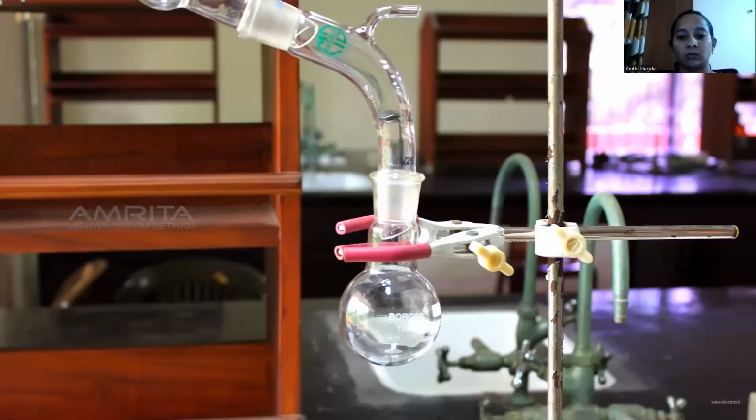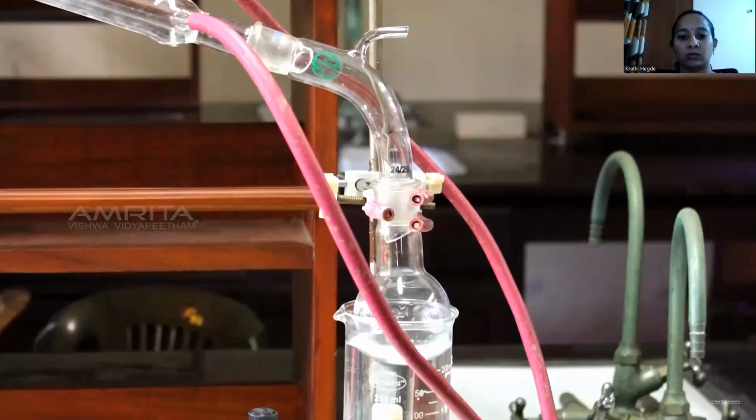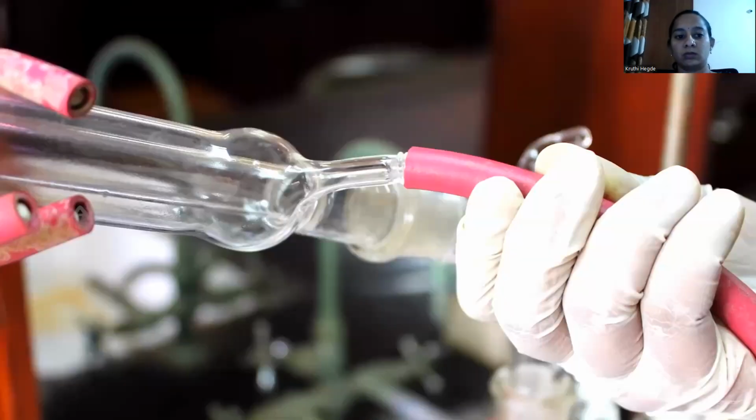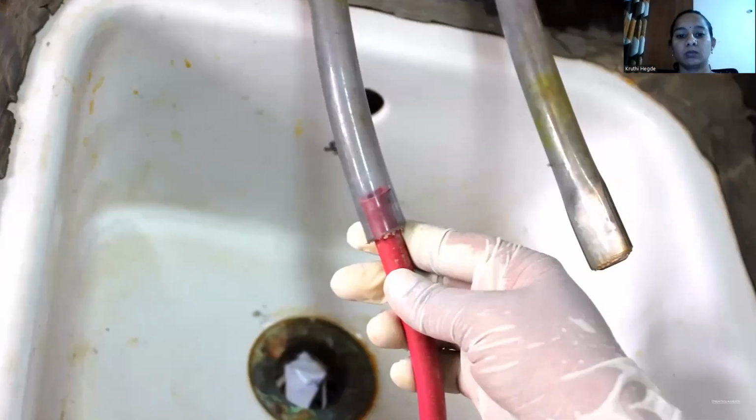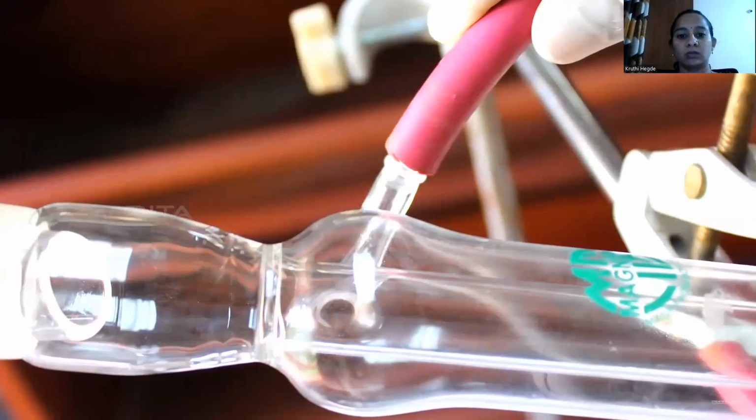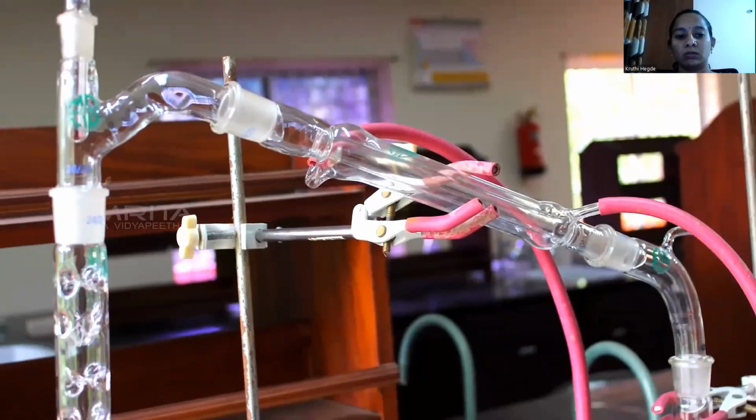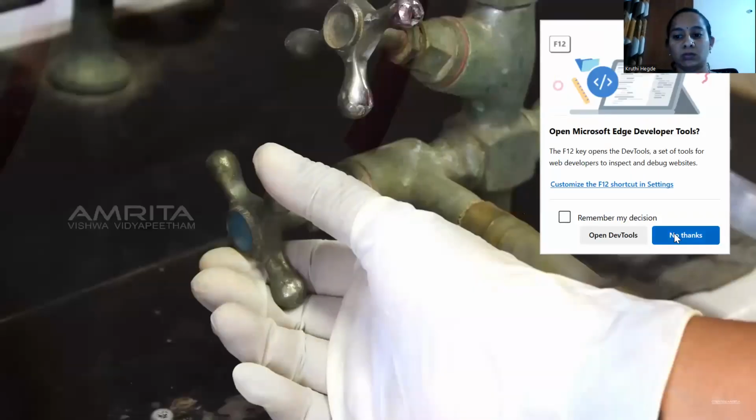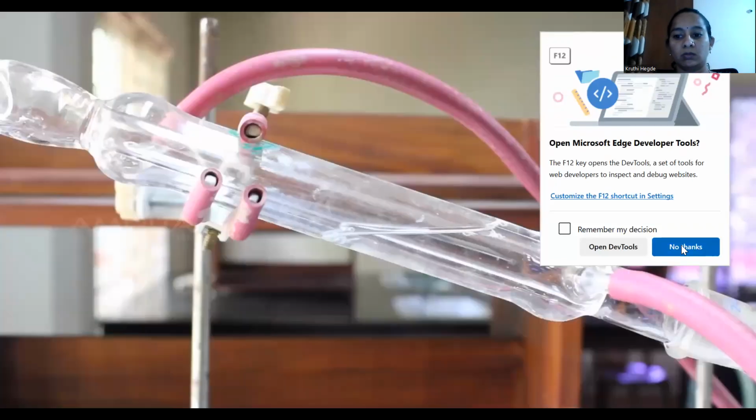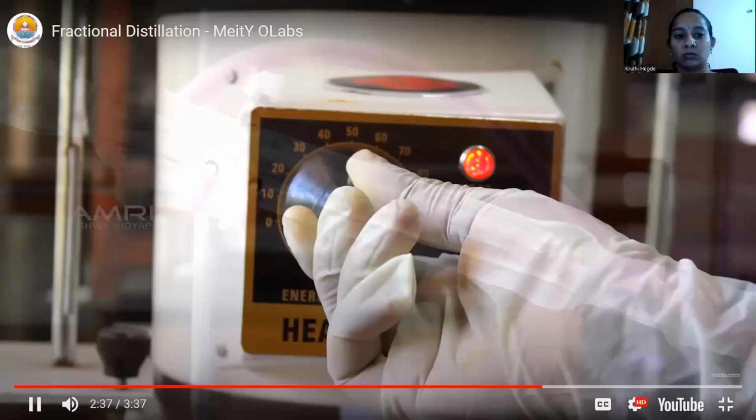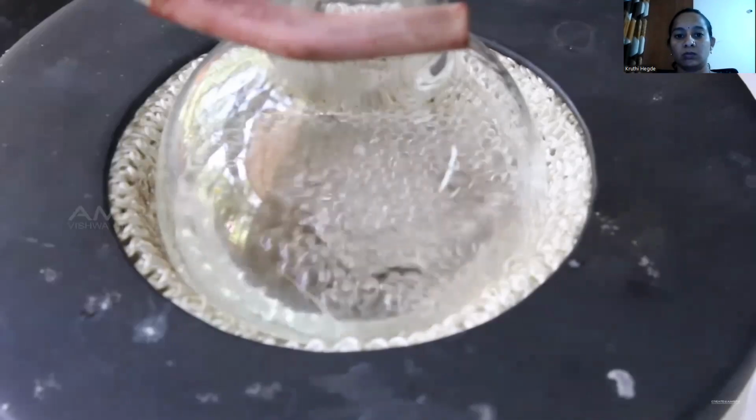Now, connect a vacuum adapter to the water condenser and a 100 ml RB flask to the vacuum adapter. Clamp the RB flask and place it in a beaker containing water. Now, connect a rubber tube between the inlet of the condenser and the tap to allow the cold water to enter. Connect another rubber tube to the outlet of the condenser to pour the hot water from the condenser to the sink. Open the tap so that water flows through the tube and fills the condenser and then comes out through the outlet. Set the temperature of the heating mantle and heat the contents of the RB flask.